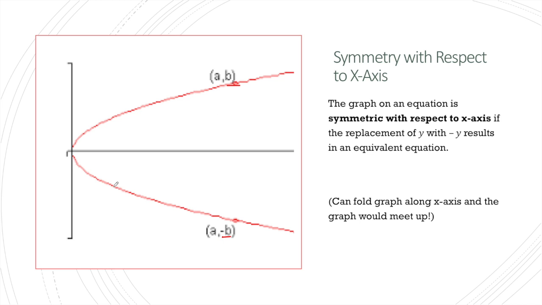It's important to note that this graph right here, although it does look like a parabola, is no longer a function because it fails the vertical line test, right? I've got 2 points of intersection as I go along this graph.